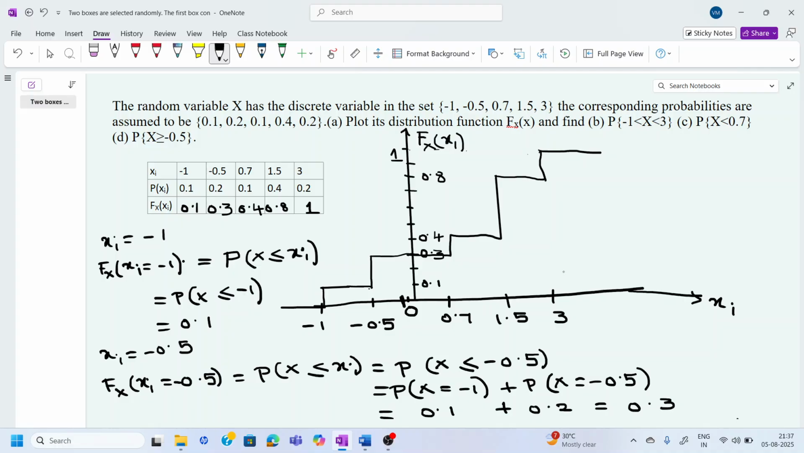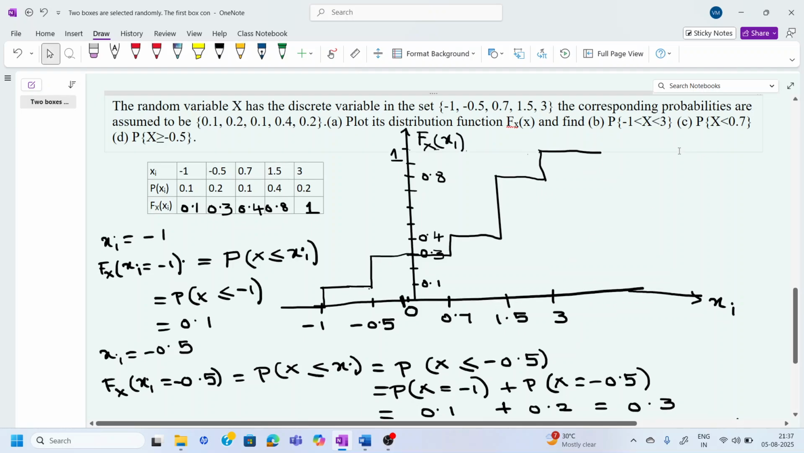As it is a discrete random variable, the plot is also discrete. It is not continuous. At each value, there will be a sudden jump. So this is the distribution plot. So next we have to find probability. Second bit is probability of minus 1 less than x less than 3.